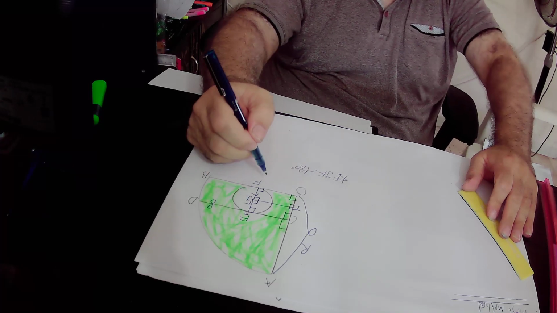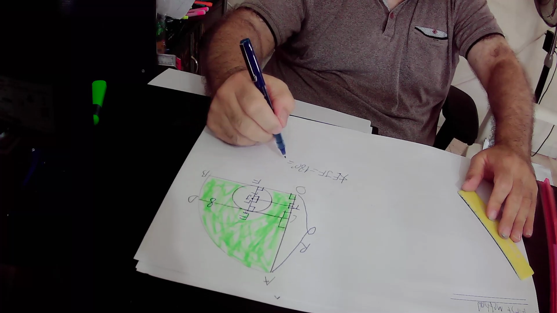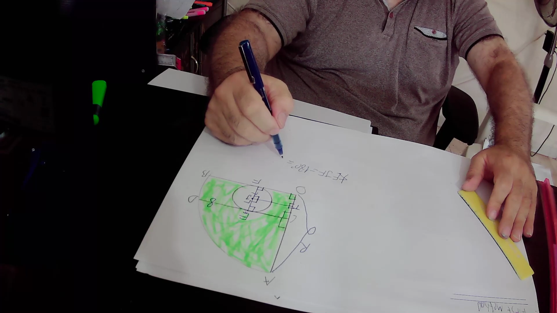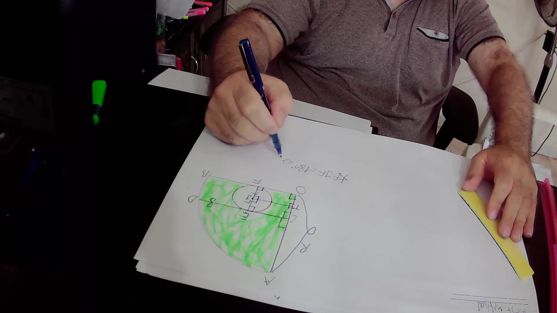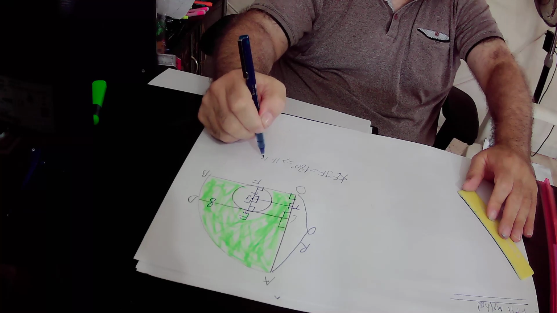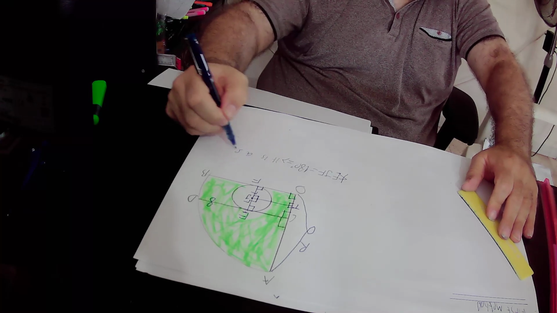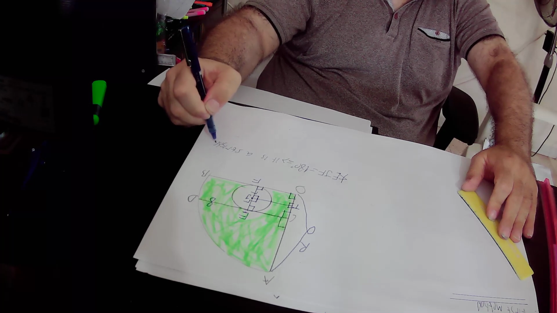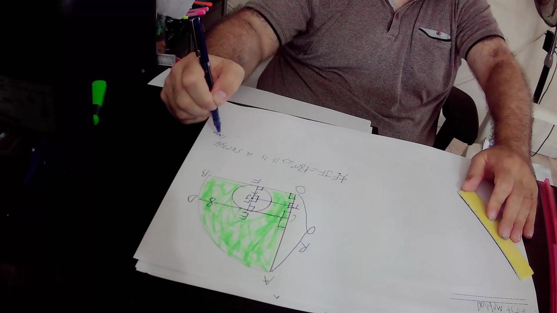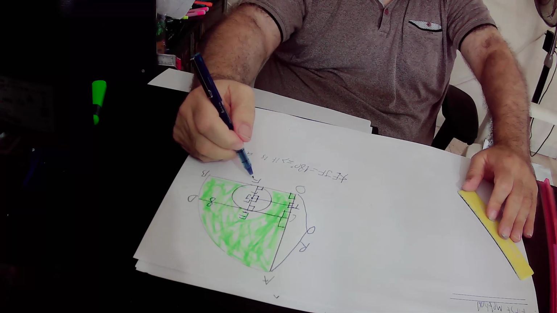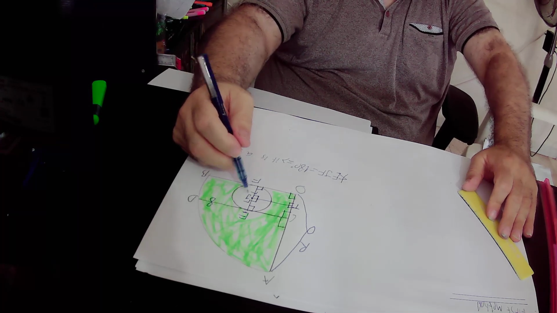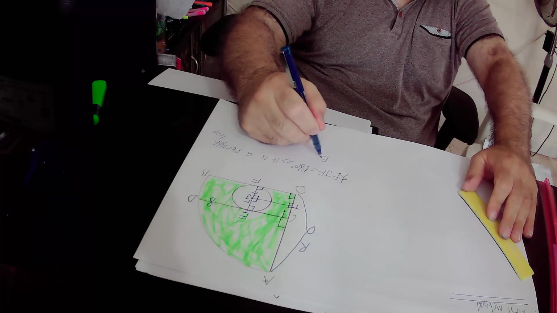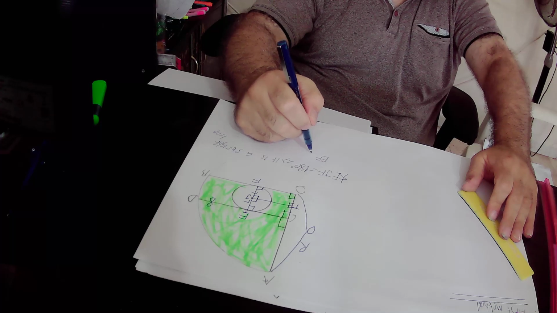If angle EJF is equal to 180 degrees, it means that EJF is a straight line. Any angle that is equal to 180 degrees is a straight line. It means that EJF is a straight line, and if EJF is a straight line, it means that EF is also a straight line. Line segment EF is also a straight line.